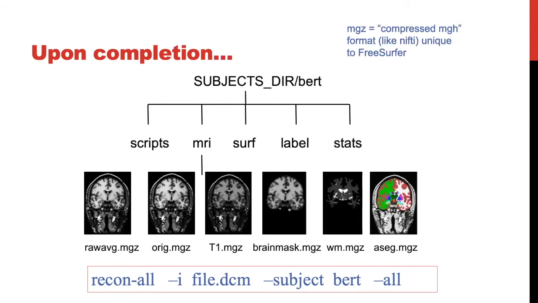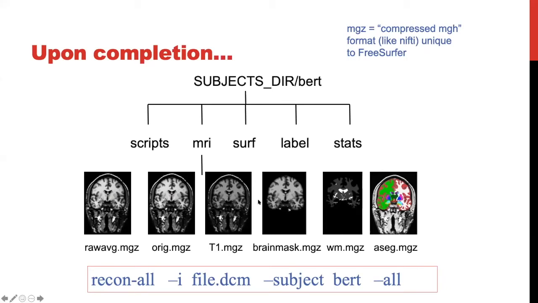The MRI directory is where all of those volumes are stored that we kind of went over before. And so in the recon-all process, FreeSurfer generates a lot of different files, and each step in the pipeline will produce different volumes. And so all of those volumes, wherever they are in the process, are saved in MRI.